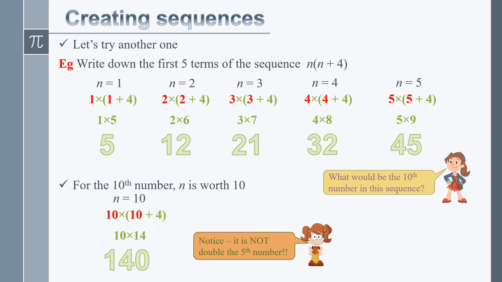And then the one thing that is well worth having a look at: the temptation here would be to say, well, if I know the 5th term is 45, you find a lot of students will try and just double that and say, okay, the 10th term is going to be 90. But it's absolutely not. It doesn't work that way. So what we're saying here is that the 10th term is not double the 5th number. So what we needed to do was just plug in n equals 10 into our formula, and there we go. We've got our answer.